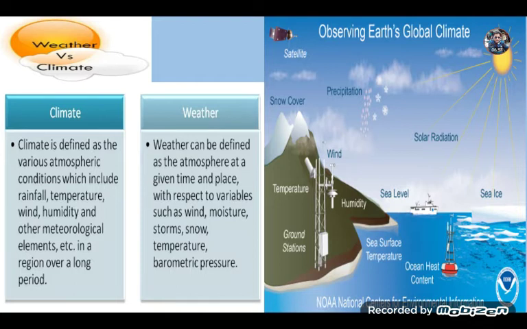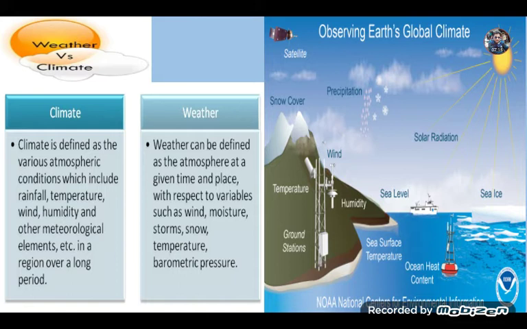Weather describes the atmospheric conditions for a short period of time. Climate describes the atmospheric condition over a long period of time. Weather descriptions cover a smaller area. Climate description covers a larger area.